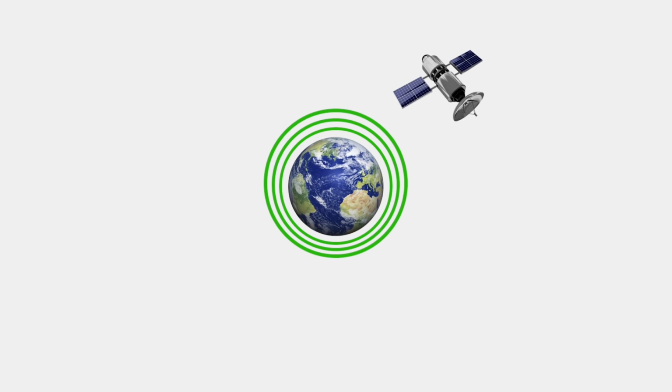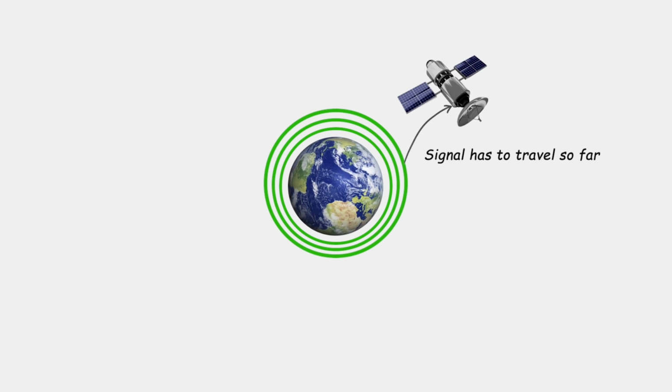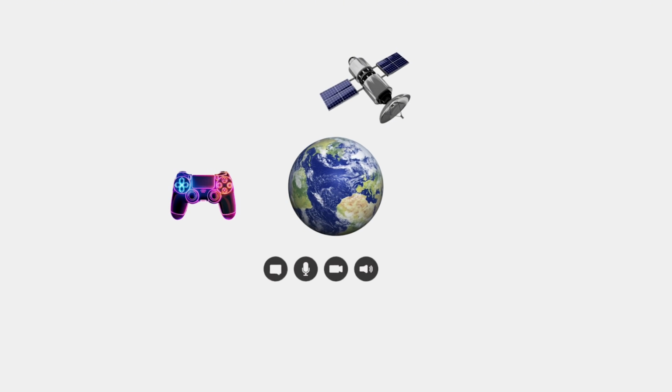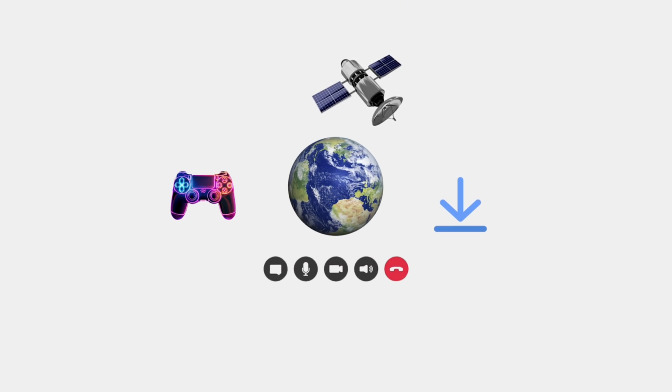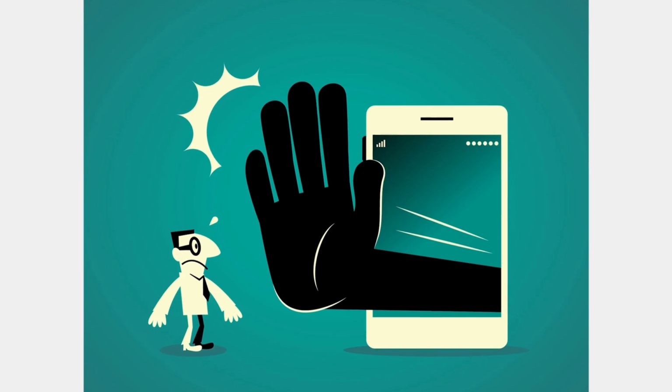These systems have global coverage, but because the signal has to travel so far, they suffer from high latency, usually over 600 milliseconds. This delay can be noticeable in online gaming or video calls. Download speeds are typically slower, and upload speeds even more limited. Data caps and higher costs are also common.